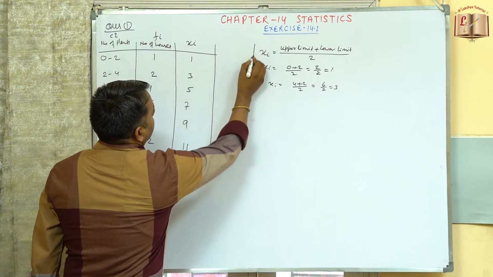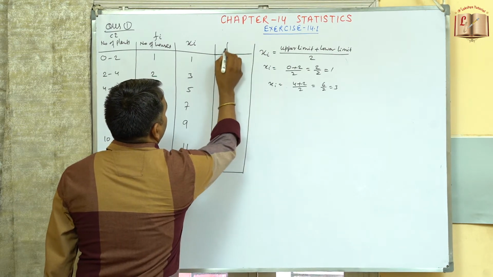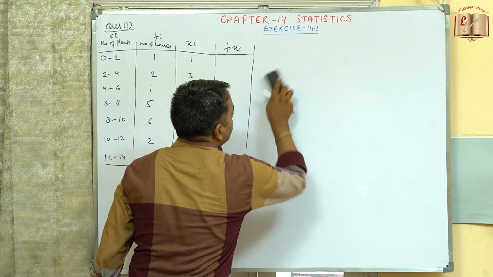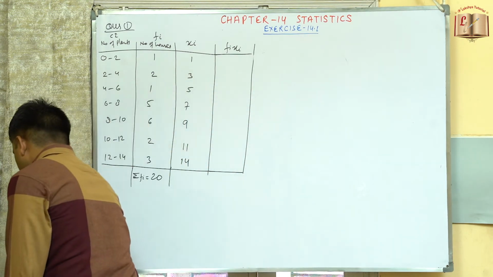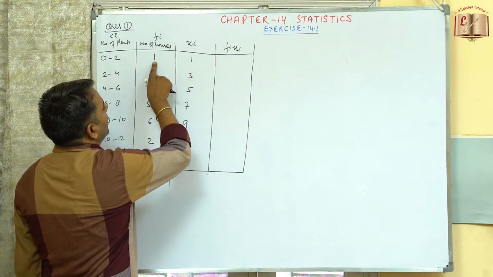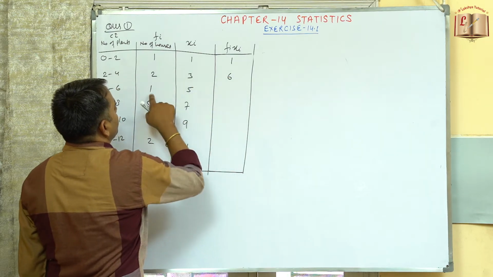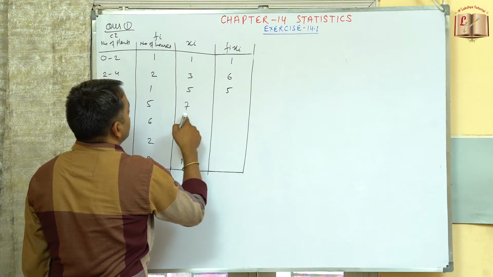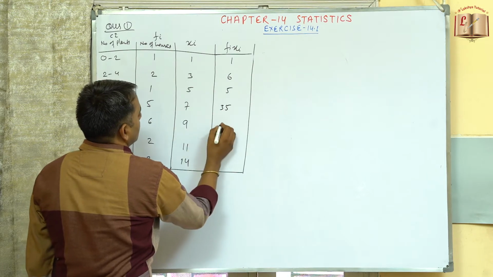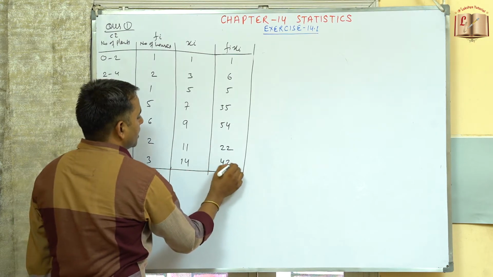Now in next table we will calculate fi xi. So this will be fi into xi. So we will calculate the fi and xi from this table. Fi into xi, so this will be equals to fi is this. So this will be 1 into 1, 1, 3 twos are 6, 5 ones are 5, 7, then 7 into 5, 35, then this will be 54, then this will be 22, and this will be 42.